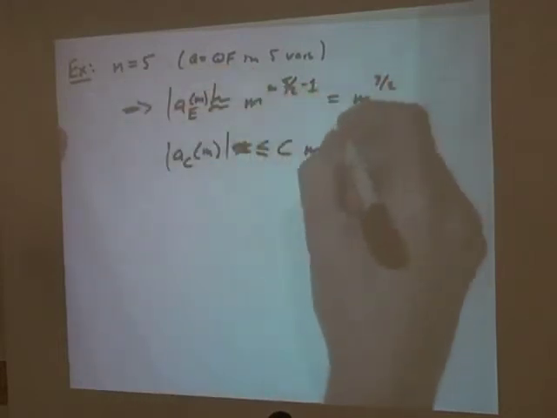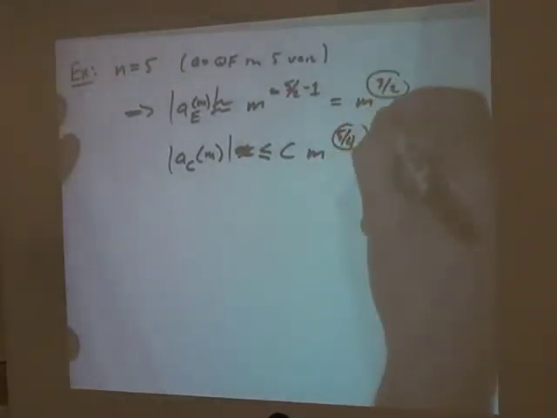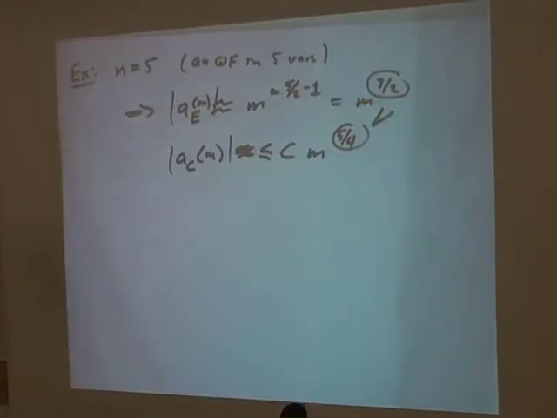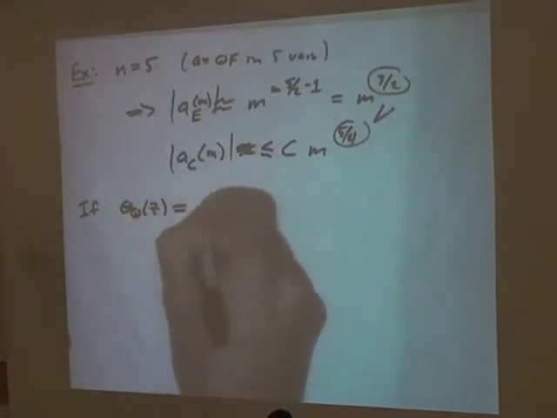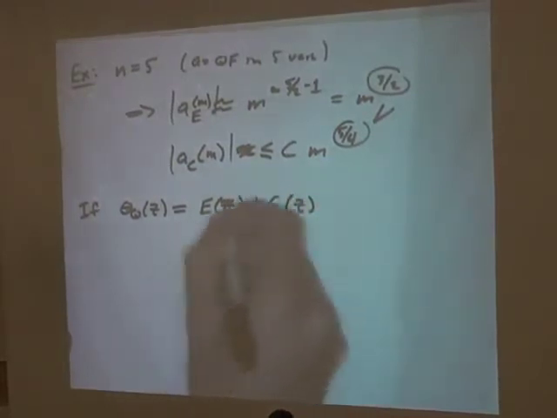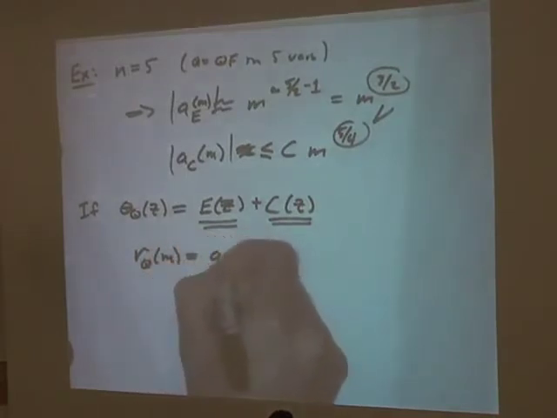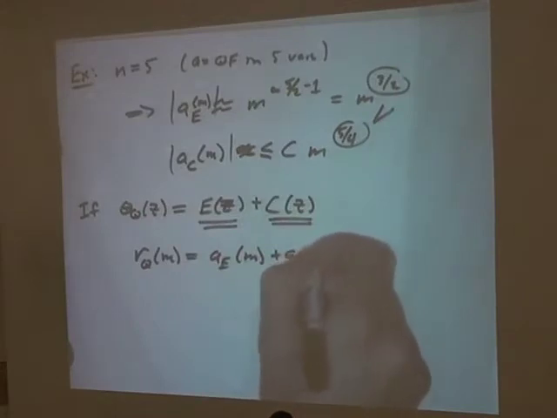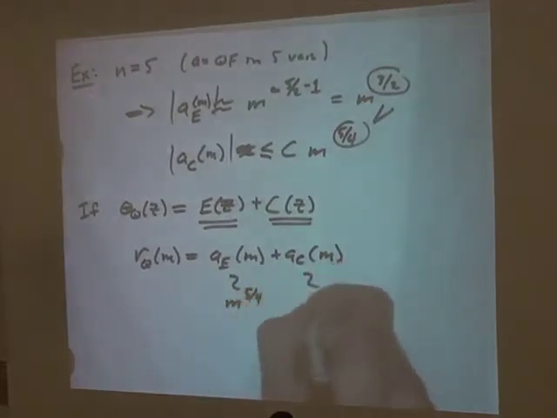So this is 5 halves is k, and I take half of that, so this is 5 fourths. And you compare these, and you see that 3 halves is definitely bigger than 5 fourths. And so that means that if you look at theta sub q of z, and you write it as an Eisenstein series plus some cusp form, then this Fourier coefficient is going to be bigger than this Fourier coefficient in most places, and the representation number, r sub q of m, which is the sum of these two coefficients, a sub e of m, this grows approximately like m to the 5 fourths, and this grows approximately like m to the 3 halves.